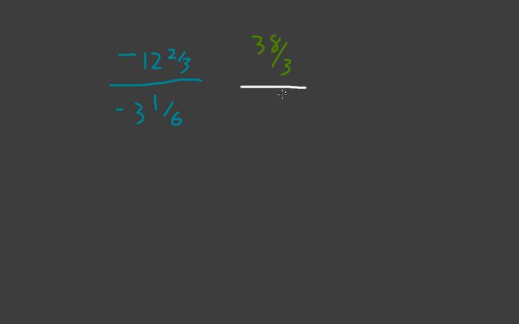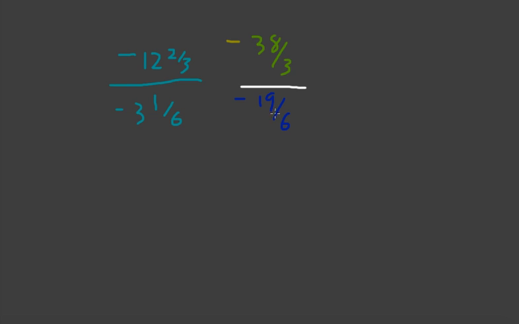And then we're going to do this one now. So let's make that one an improper fraction. So 6 times 3 is 18, plus 1 is 19/6. Then, of course, we need to make sure that we add these negatives, right? Because they're negative. So let's double check real quick. 3 times 12 is 36, plus 2 is 38/3. Yep. And the 6 times 3 is 18, plus 1 is 19. So that's correct.